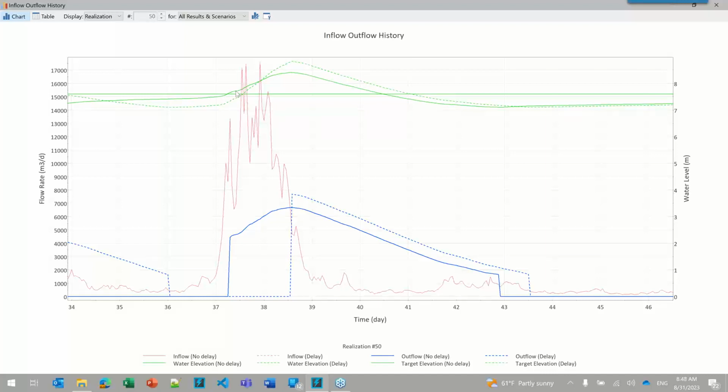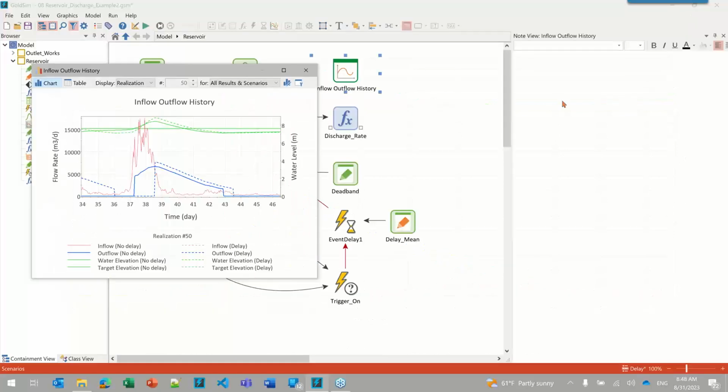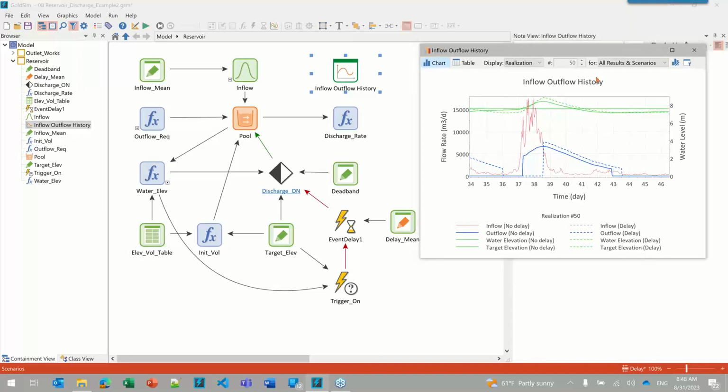When we rise above our target, if we react immediately, then we can draw that level down pretty quickly. But if we have this delay, then it rises up a bit more. In our case, only about less than a half of a meter, but still, depending on your system, could be quite significant depending on the scenario. So that's one way to incorporate delays in here.